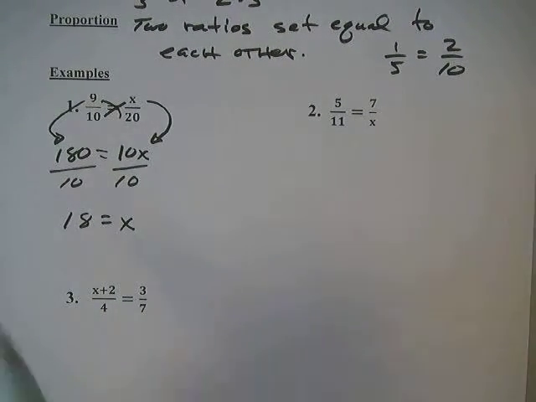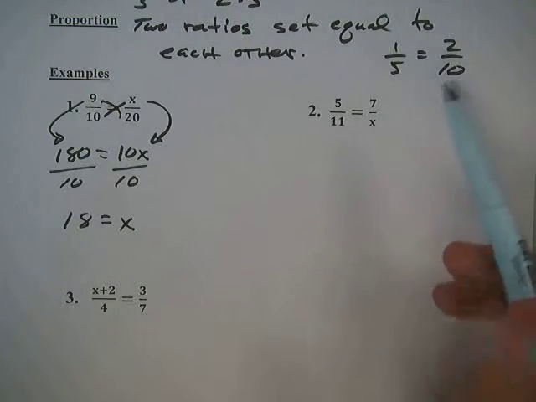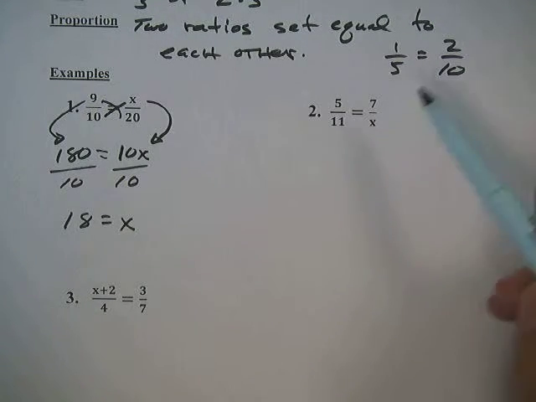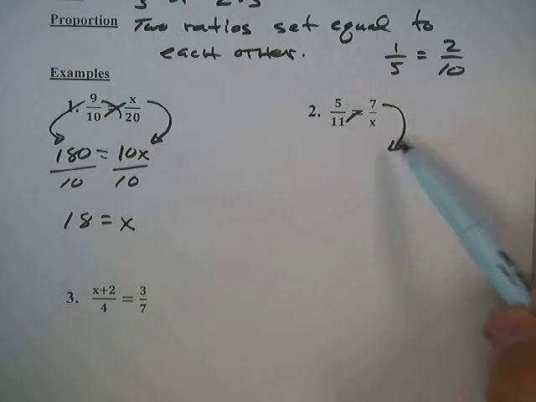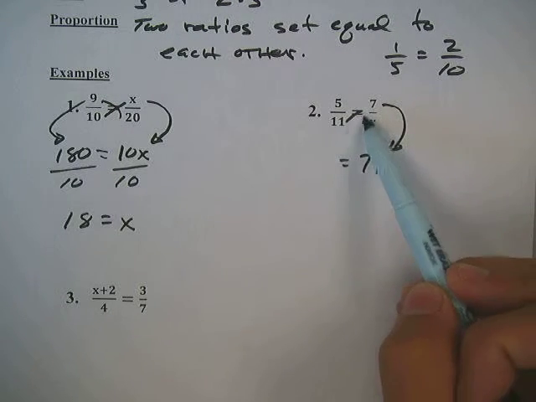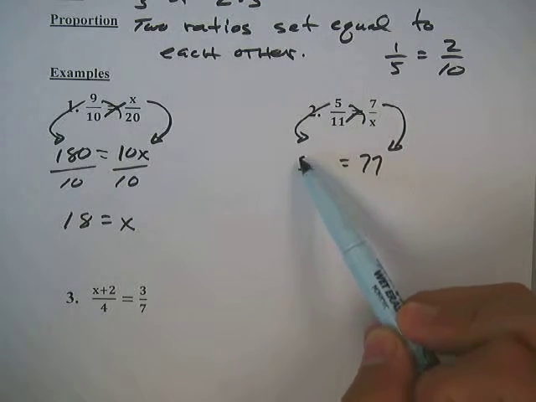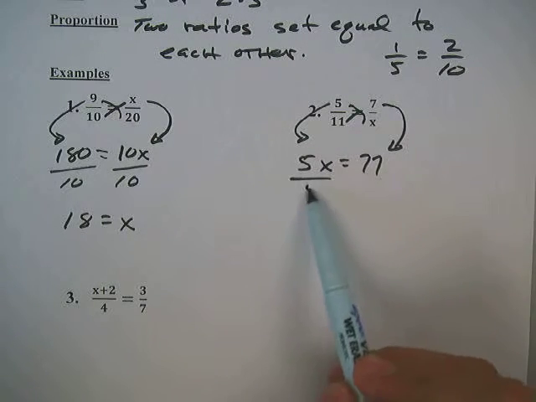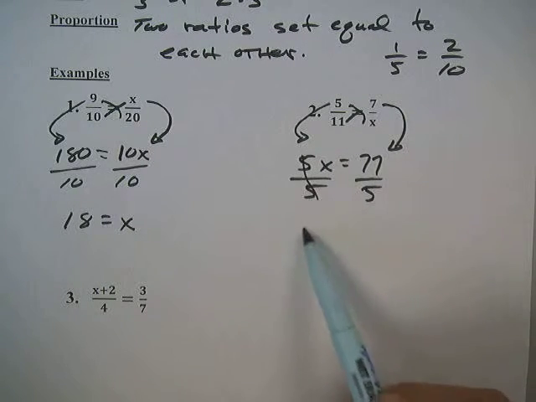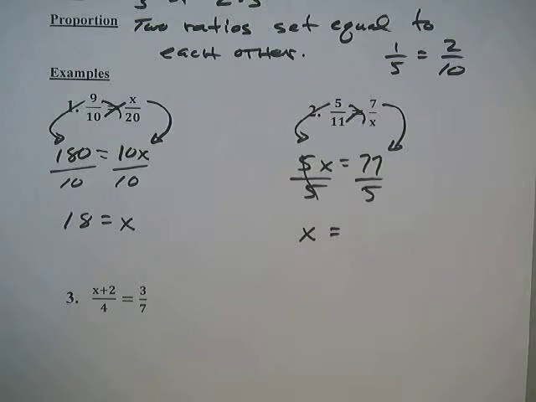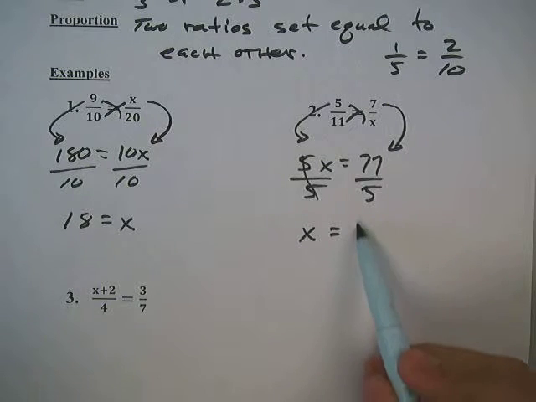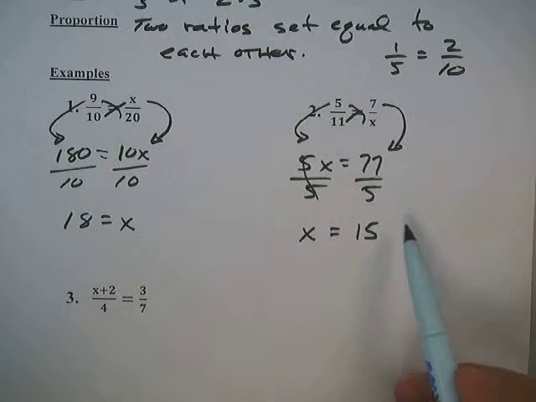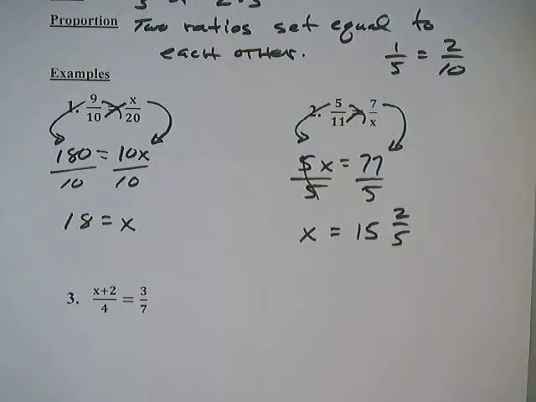All right, so let's take that quick little rule or trick that I just showed you, and let's solve another one that's maybe not so obvious. So it looks like I'm going to cross multiply again. I get 77 over here. I get 5x. Divide by 5. Now 5 doesn't divide into 77 evenly, but no big deal. If I were to just write it as a mixed number, 5 goes into 77 15 times with 2 left over, so 15 and 2/5.